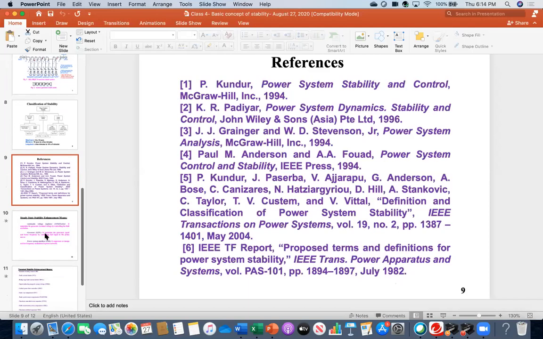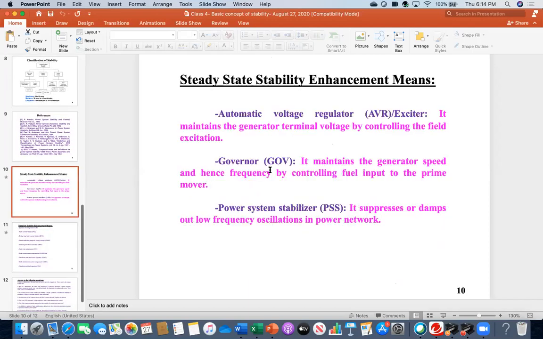Anyway, moving forward a little bit, although in this course mostly we will concentrate on transient stability, and we will be looking at various means, steady state stability is also very important. We have to look at its stability enhancement means. There are three main controllers in the system that can maintain the steady state stability. Once again, steady state stability means you are handling the small changes in the system.